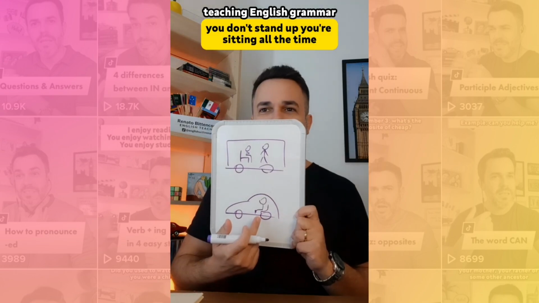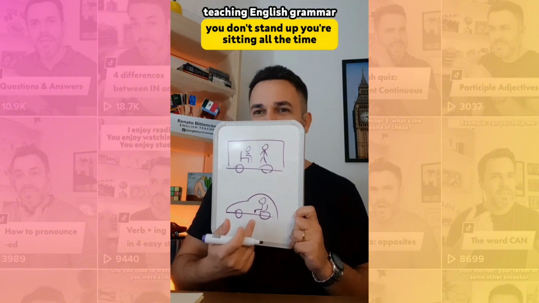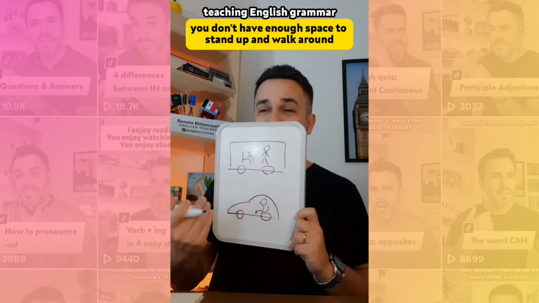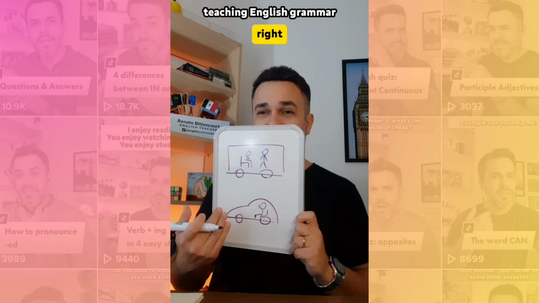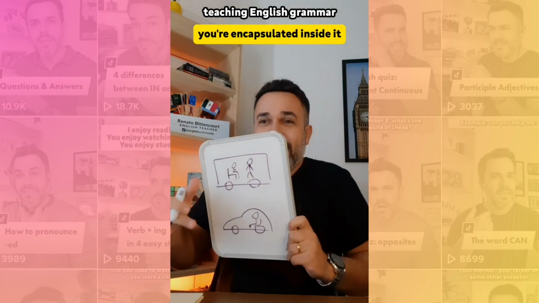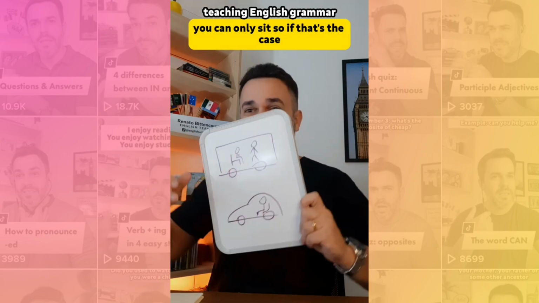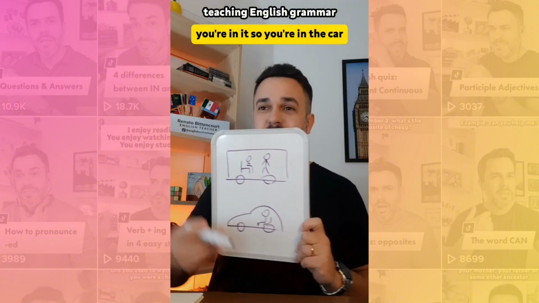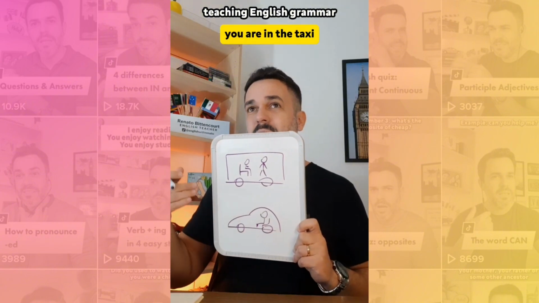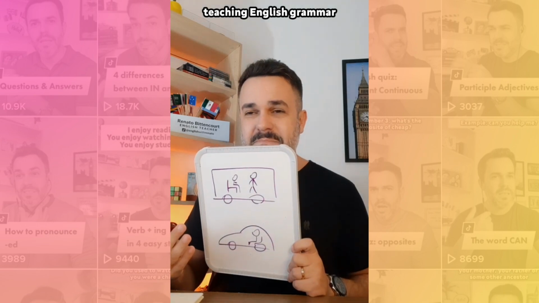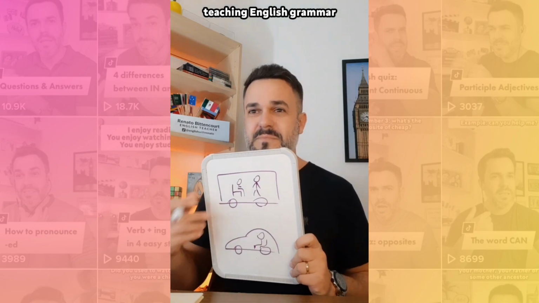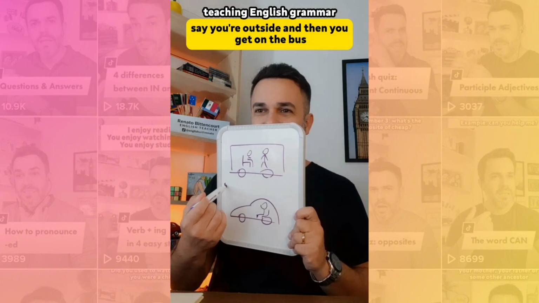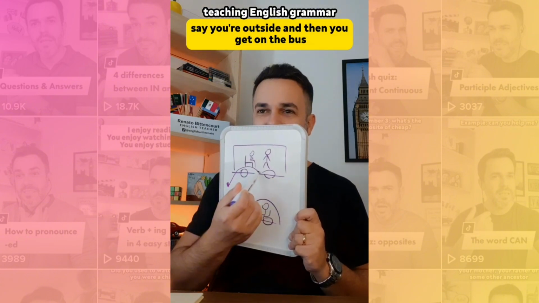But when you are in a car, you don't stand up. You're sitting all the time. You don't have enough space to stand up and walk around, right? You're encapsulated inside it. You can only sit. So if that's the case, you're in it. So you're in the car, you are in the taxi, right? Okay. That's the difference.